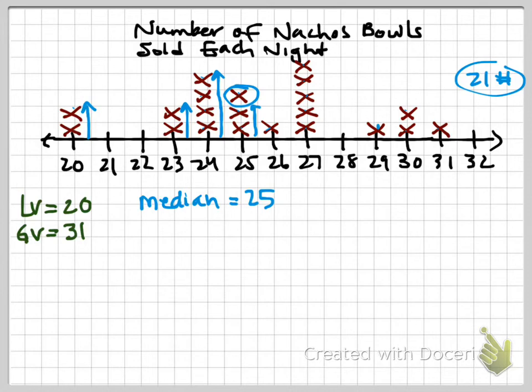Okay? Now, if I want to figure out the first quartile, I have 10 numbers in front of my 25, and I have 10 numbers after my 25. So now I'm looking for a middle of 10. So it's not going to be the fifth number. It's actually going to be between the fifth and the sixth number. So again, I start 1, 2, 3, 4, 5, 6.